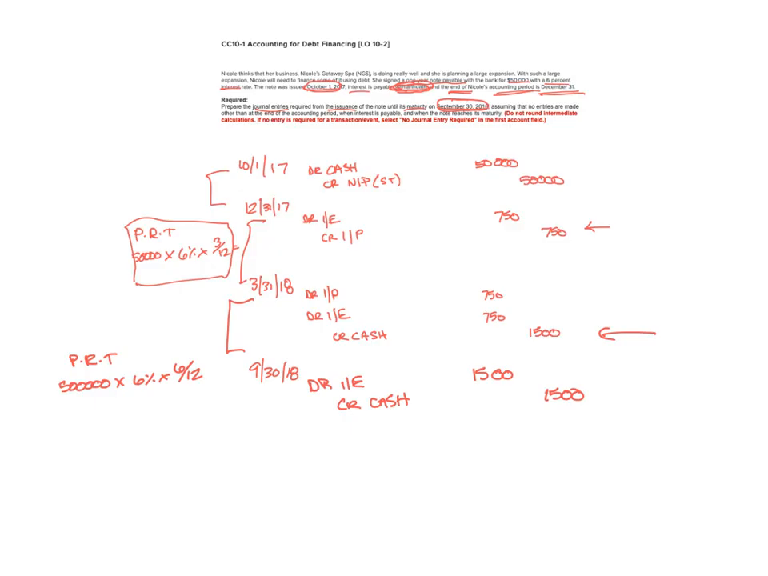The last journal entry that we'll then do is also on 9/30/18, and this is for the repayment of principal. So we're going to debit notes payable short term, effectively reducing that liability that we originally recorded, and credit cash to pay back the principal. The amount of principal here is $50,000. Same as what we recorded in the beginning.